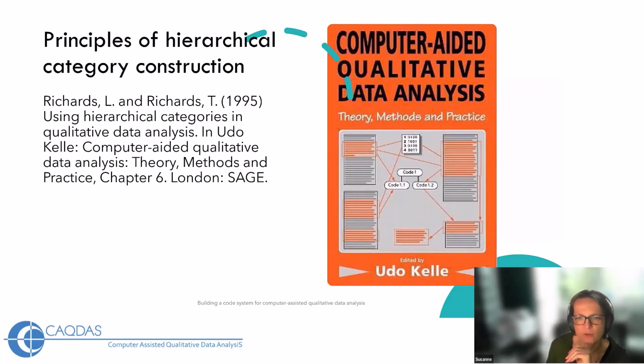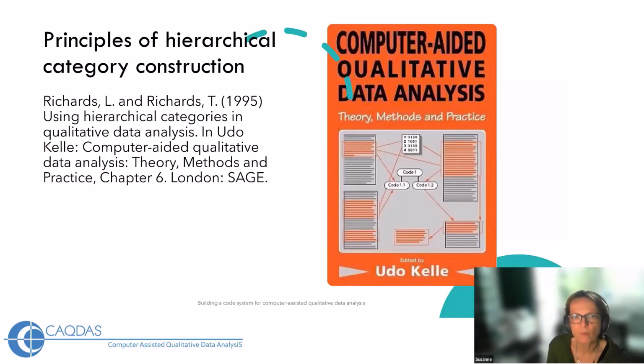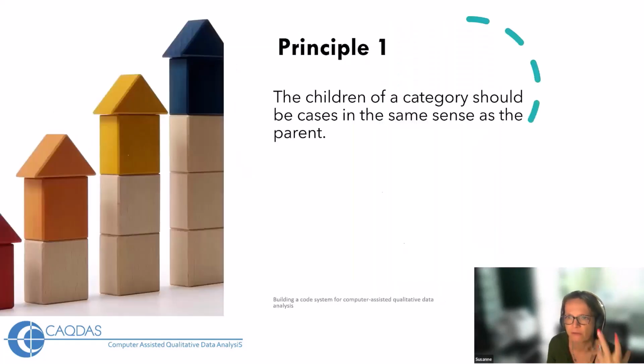That's an interesting article also, The Right Brain Strikes Back and things like that. Just a recommendation to look at that. In this article, going back here, it's Lyn and Tom Richards. They're actually the original developers. Lyn, you might have come across books from her. She's a sociologist, and Tom a computer scientist, and they have been developing NVivo, formerly NUD*IST, to this day. In that book, they wrote this chapter on principles of hierarchical category construction. Within that book chapter, we find three principles, and we have seen a bit of those principles already in those examples. Principle 1 is: the children of a category should be cases in the same sense as the parents. This is a quote from the book, so that's how they formulated it.